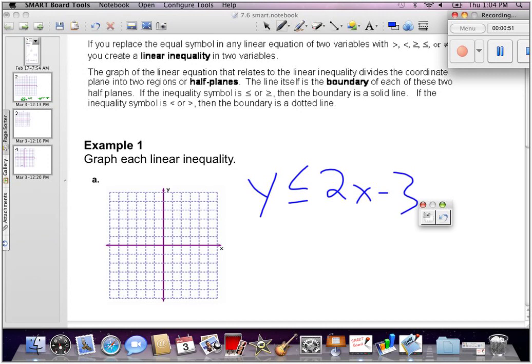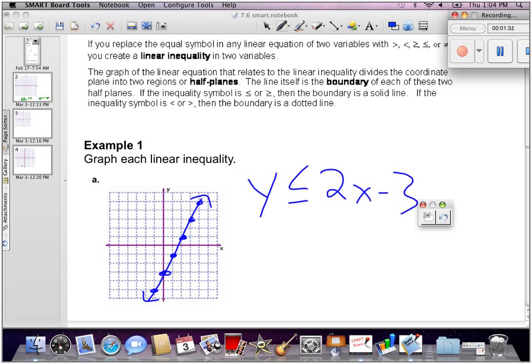First of all, if we're going to graph any equation, it has to be in what form? Y equals mx plus b, slope intercept, which this is. So I'm going to put my first dot at -3. And then I'm going to go up 2 over 1, because that's my slope, or down 2 over 1. Now, it's underlined, therefore it's a solid line. If the inequality sign was not underlined, it would not be a solid line, it would be dotted.